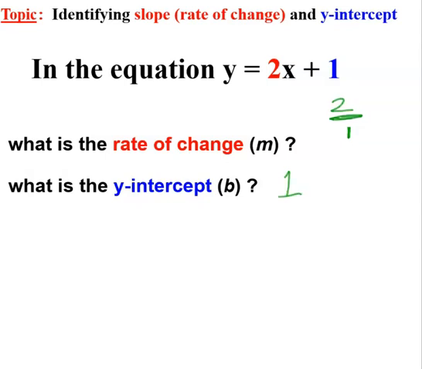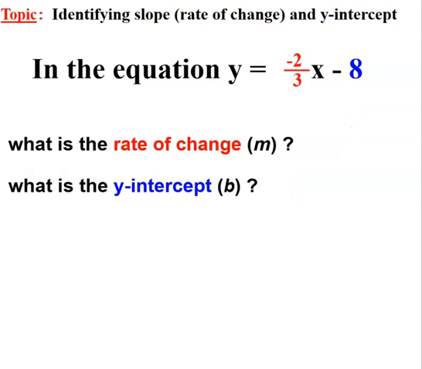All right, let's try identifying that again from another equation. y = -2/3 x - 8. Can you identify the slope, the rate of change number first? It's negative 2/3. Can you identify the y-intercept number? It's minus 8, or negative 8.